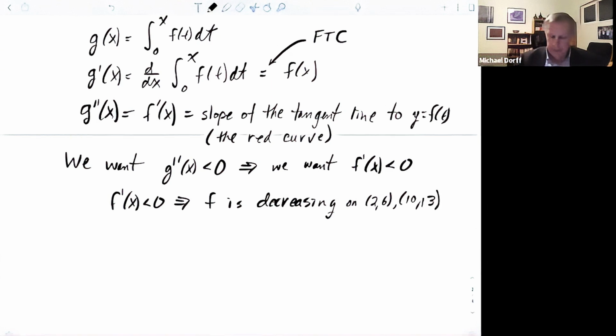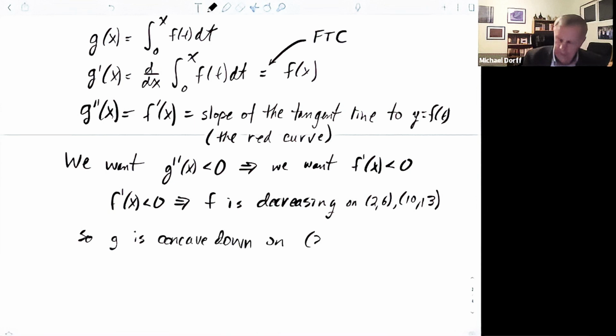All right. So again, f is decreasing on that interval, which means the first derivative of f is less than 0. And the first derivative of f equals the second derivative of g. And so that means the second derivative of g is less than 0, which means that g is concave down. So g is concave down from 2 to 6 and 10 to 13.